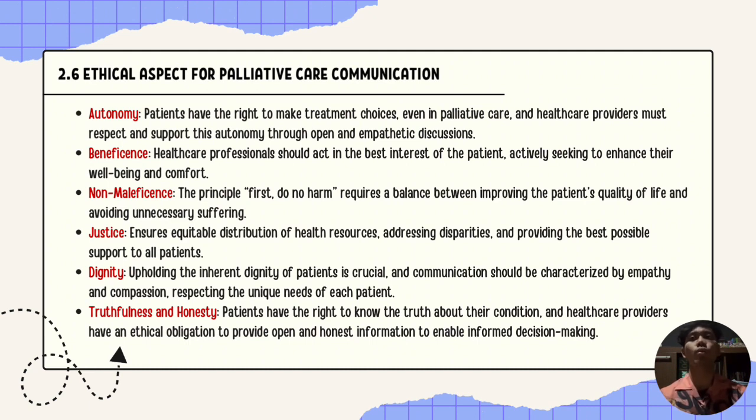And finally, truthfulness and honesty. Patients have the right to know the truth about their conditions, and healthcare providers have an ethical obligation to provide open and honest information to enable informed decision making.